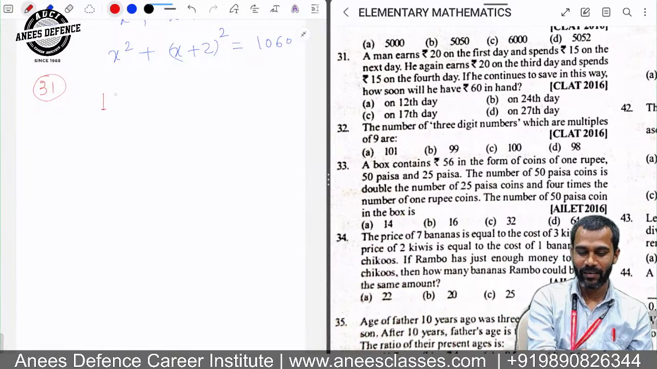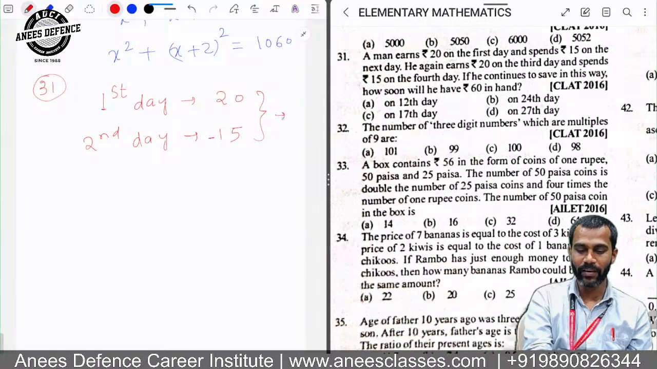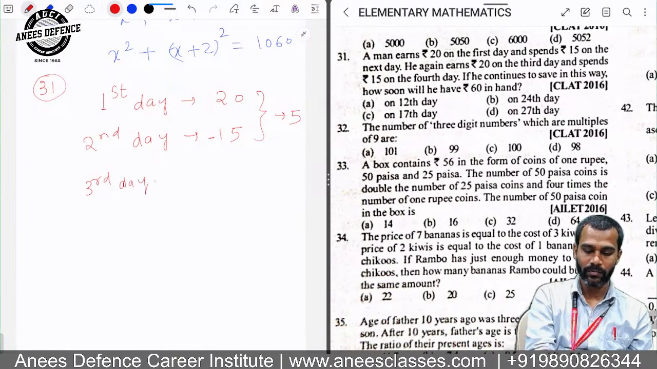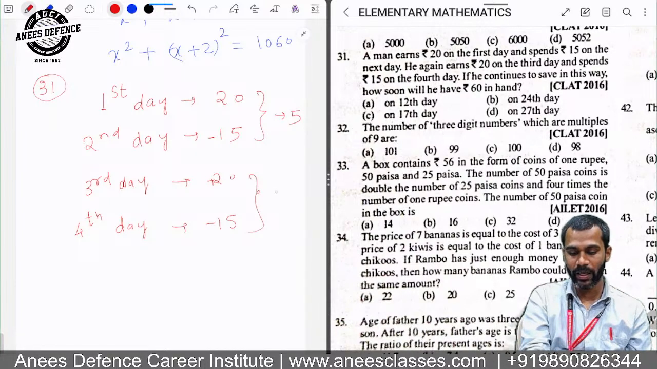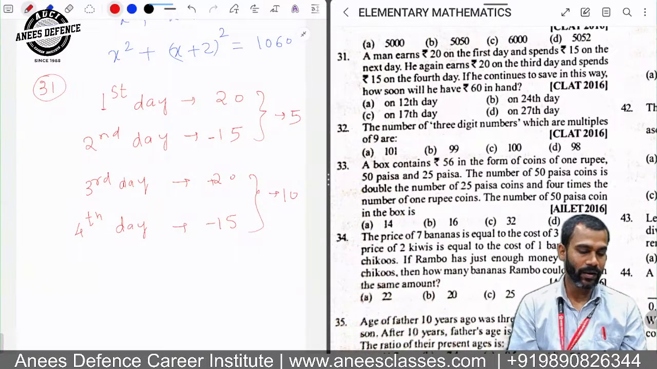See, the first day, how many rupees will he have? 20. Second day, 15. So after 2 days, minus 15, I have to write. So he will have 5. Similarly, third day, 20 plus 20, and then minus 15 on the fourth day. So at the end of 4th day, he'll have 10 rupees. Yes or no? That is 5 plus 5, 10.